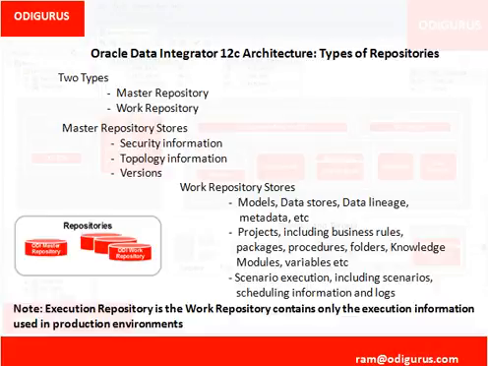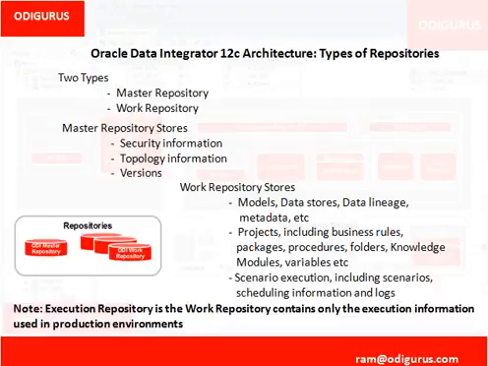Basically, work repository holds the information of models, schema definitions, data stores, metadata, attribute definitions, data quality constraints, cross references, and also the data lineage, etc. It can also store the information related to the business rules like projects, packages, procedures, folders, knowledge modules, variables, etc. So it also stores the runtime objects like scenario execution, including scenarios, scheduling information, and execution logs, where you can use these logs to debug the integration flows.